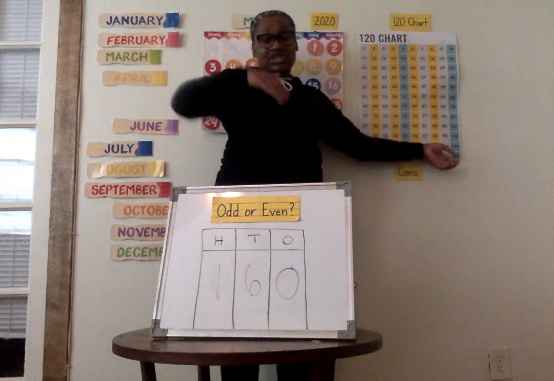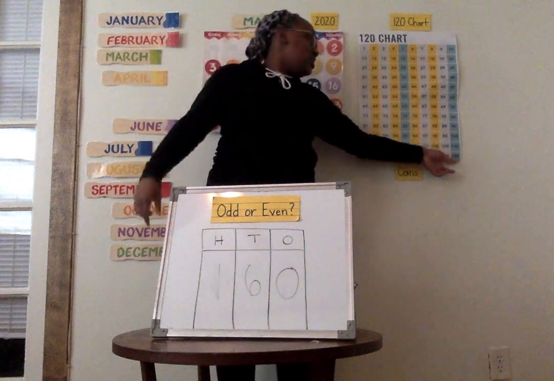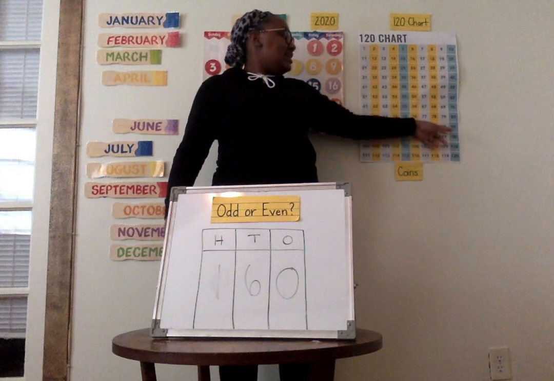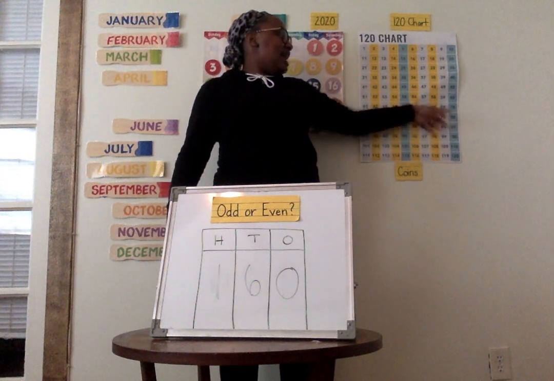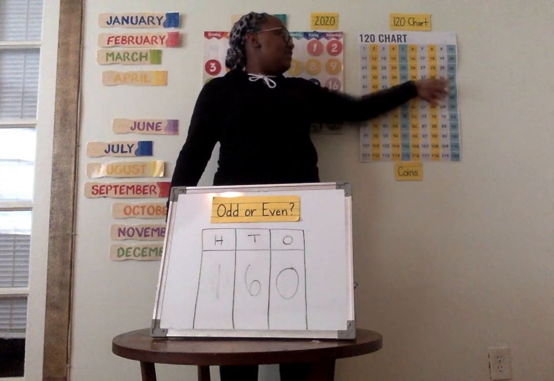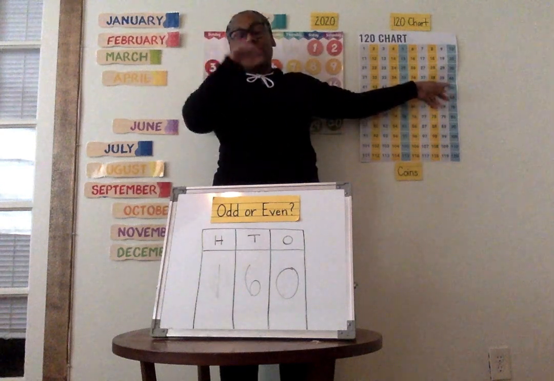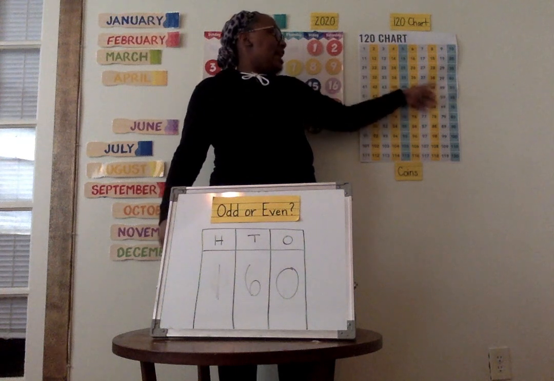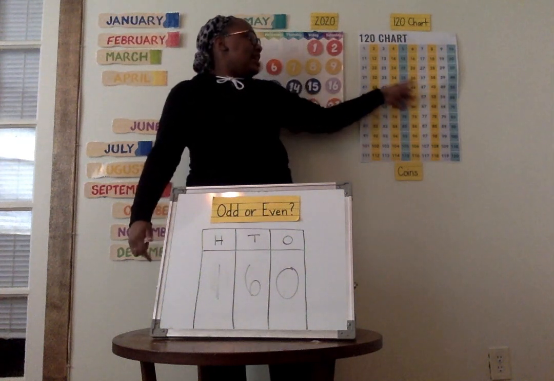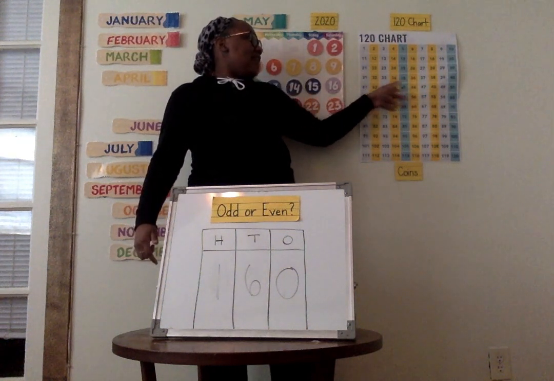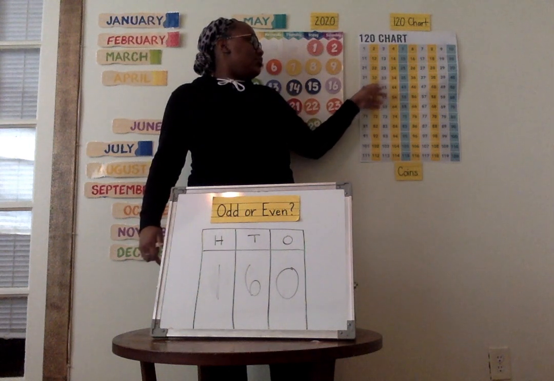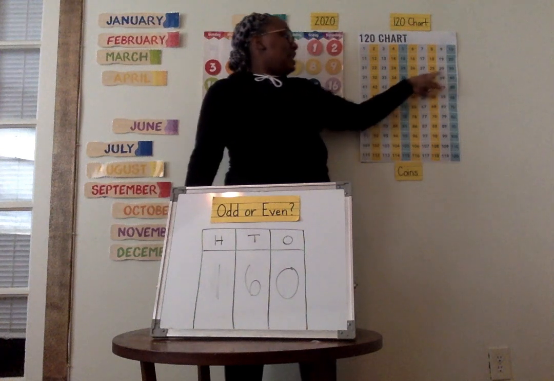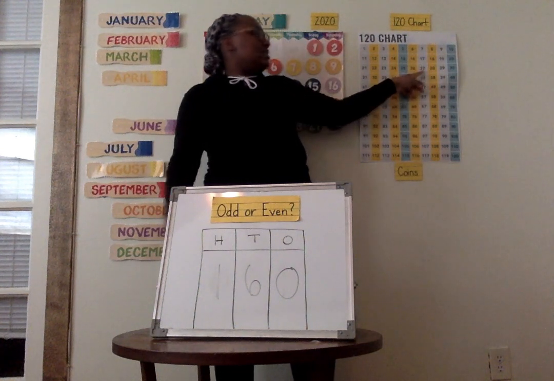Stop. Switch. Count back by tens. 120, 110, 100, 90, 80, 70, 60, 50, 40. Stop. Switch. Count back by ones. 40, 39, 38, 37, 36, 35, 34, 33, 32, 31, 30, 29, 28, 27.